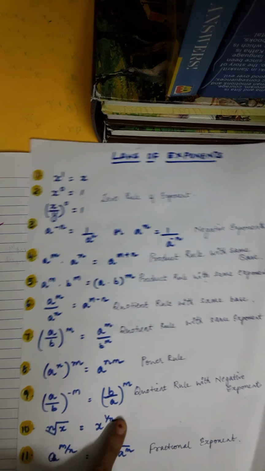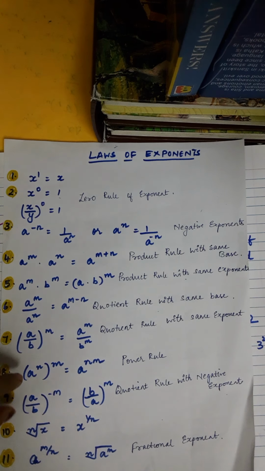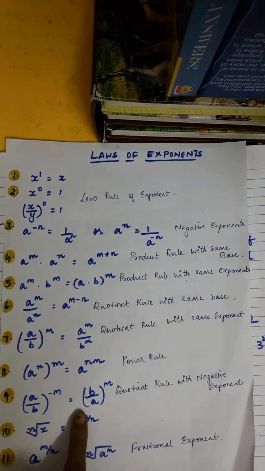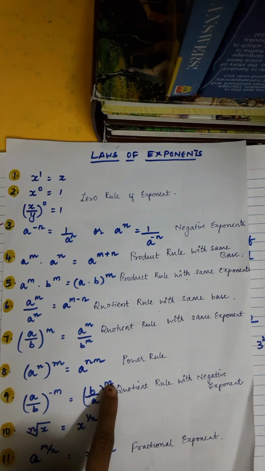Next one, quotient rule with the negative exponents. A by b, the whole to the power minus m, will become b by a to the power positive m.